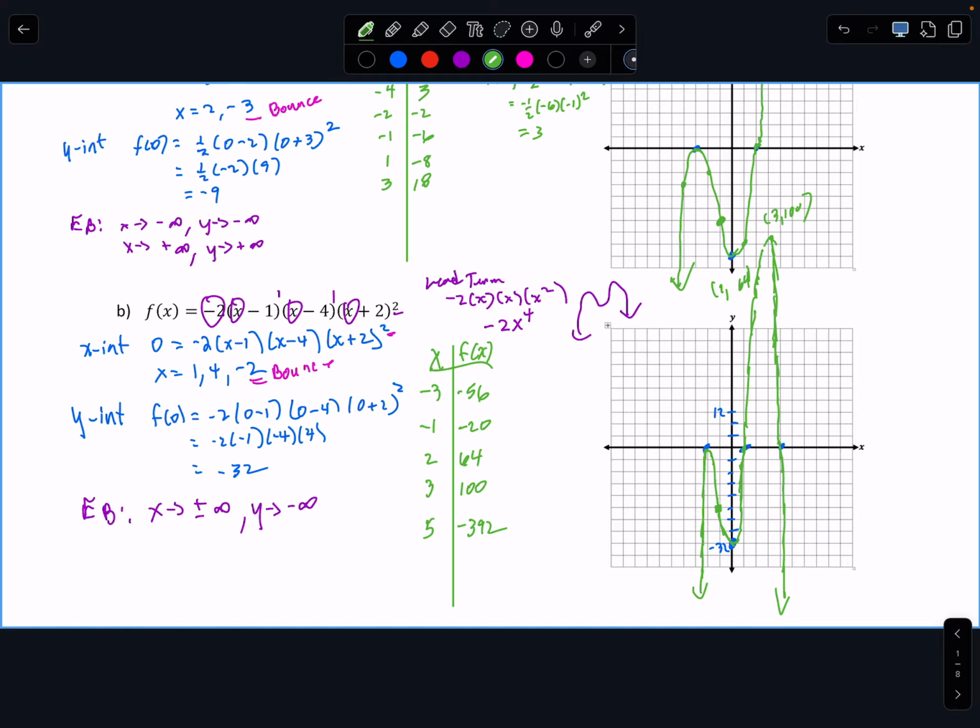So that goes through the points I have. It has the bounce where it should have. It's got both arrows showing it's going down. It's got the correct end behavior. And that's what we're looking for in graphing.